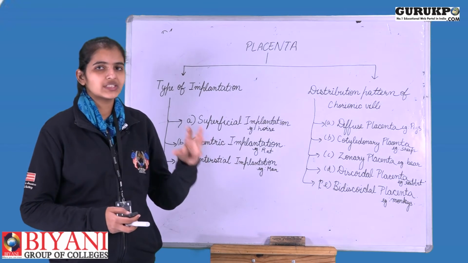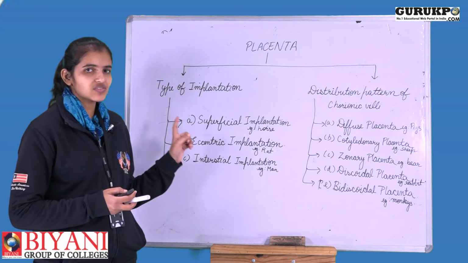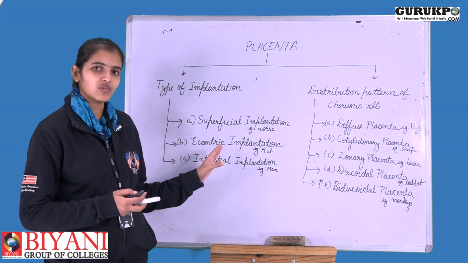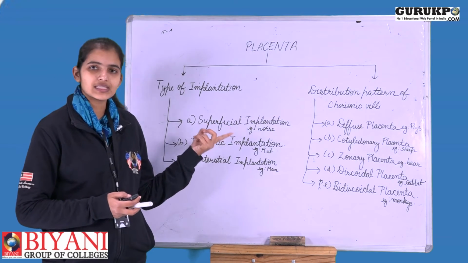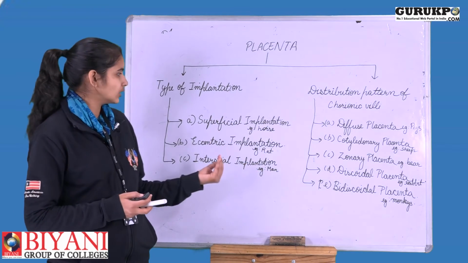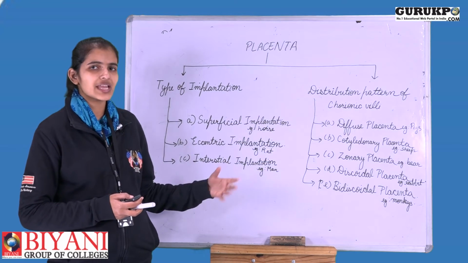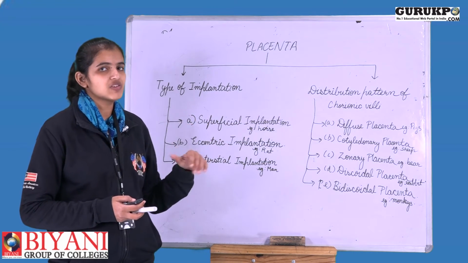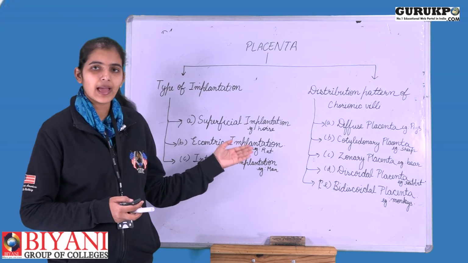So we all know that the zygote is implanted on the wall of uterus. Here we are classifying the placenta right at the time of implantation. So here the type of implantation plays an important role in the type of placenta which will be formed. When there is a superficial implantation, the word itself is explanatory about what type of implantation will be happening here.